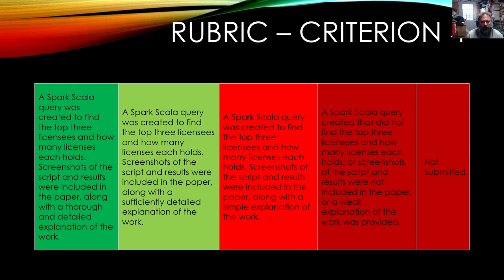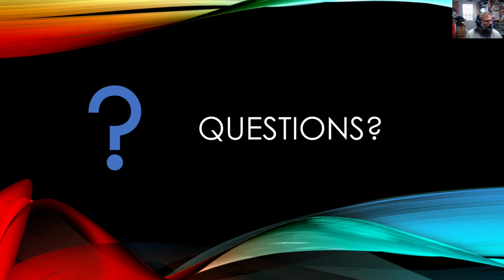Criterion 4 is the Spark Scala query was created to find the top 3 licensees and how many licensees each holds. Screenshots of the script and results are included in the paper. And with that, we've reached the end. I'll pause for questions.